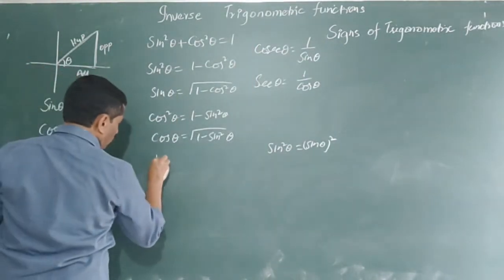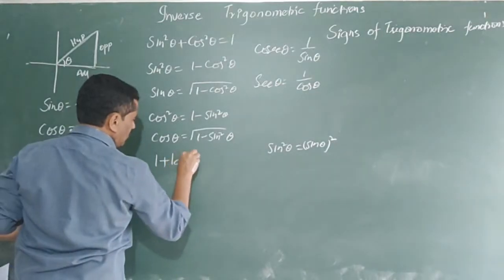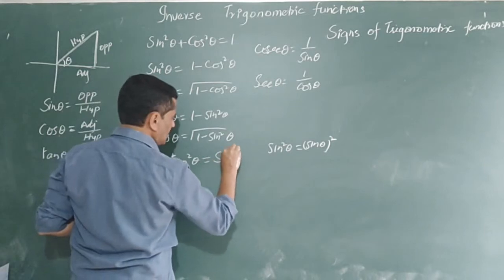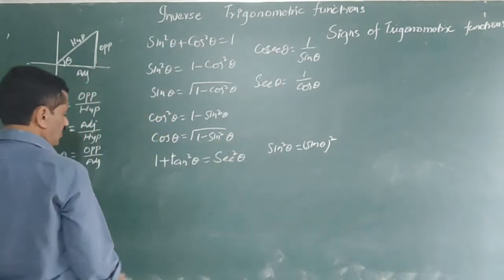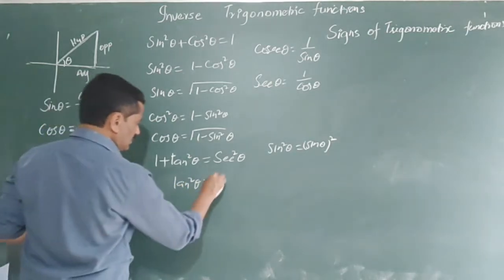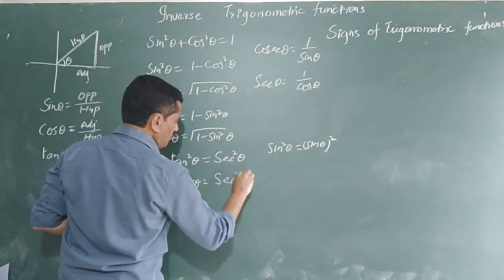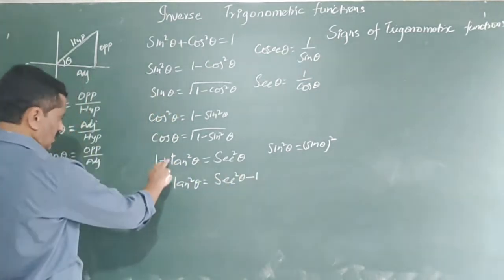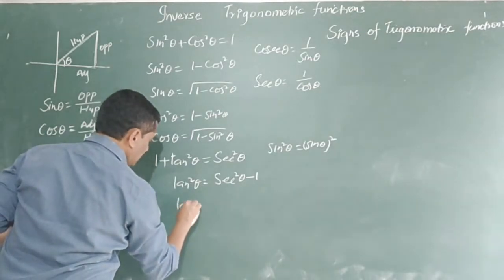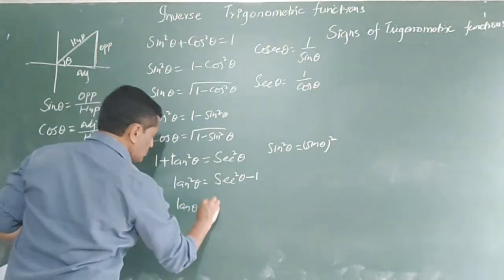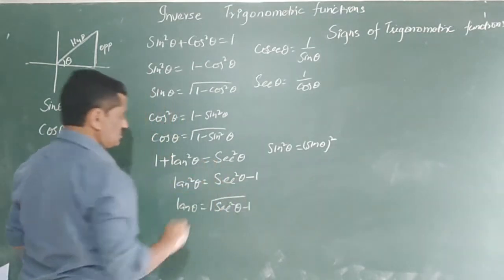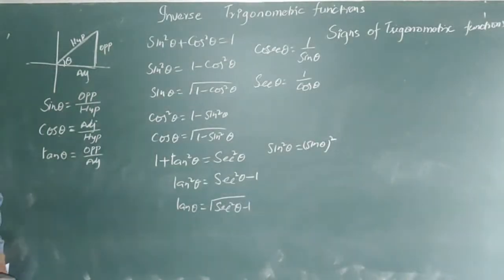Similarly, we have 1 plus tan square theta is equal to secant square theta, or tan square theta is equal to secant square theta minus 1, bringing the 1 to the RHS. Or tan theta is equal to square root of secant square theta minus 1.